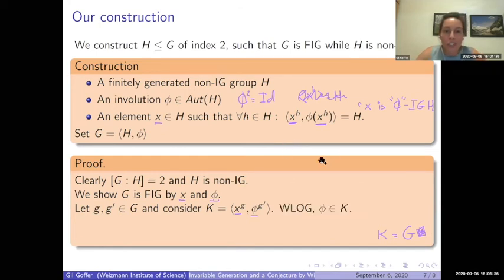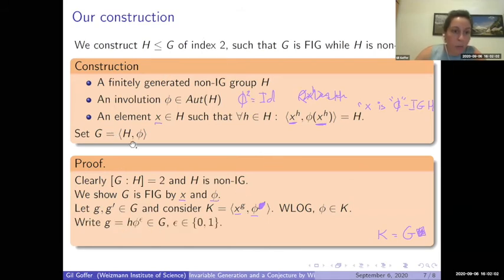So without loss of generality, I can assume that phi itself is inside K. The reason is that if I can conjugate the entire K, I can replace K by a conjugate of it. And then if I show that this conjugate is the entire group, then obviously K is the entire group. So without loss of generality, I can ignore this conjugation of phi by replacing K with another conjugate.